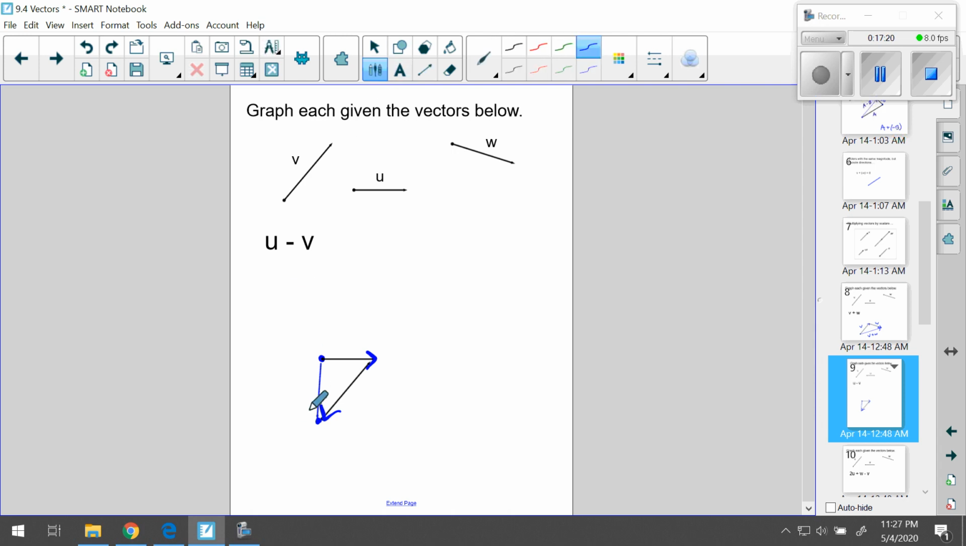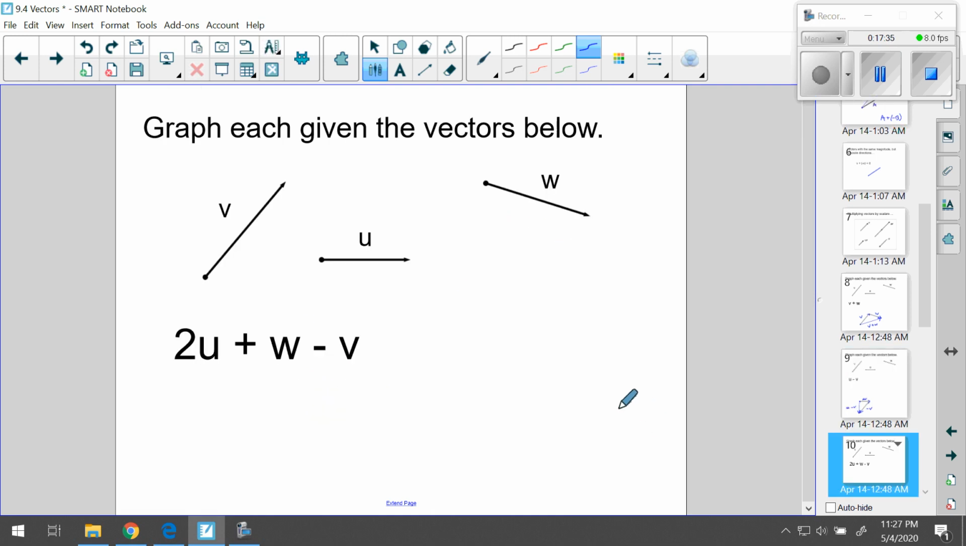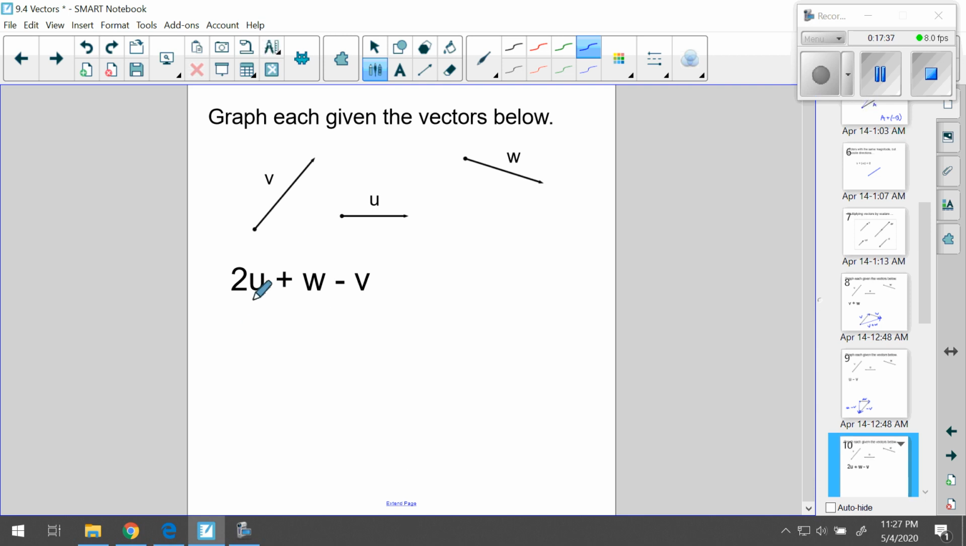So if this was u and this was minus v, this vector over here would be u minus v. So starting here and heading in this direction. And then here's one last one. I wanted to show you that you can have vectors where you use more than 2 vectors. And here's also one that shows a scalar, so it'd be interesting to see what that looks like.